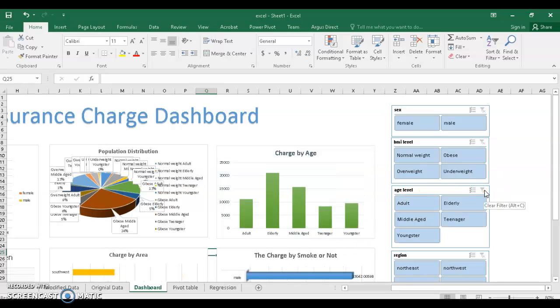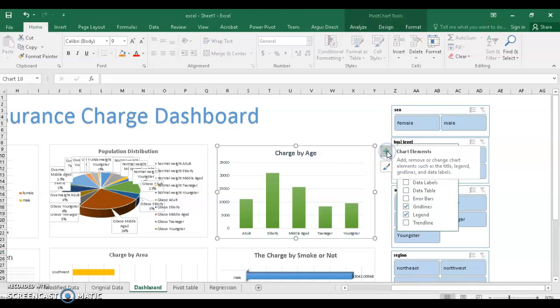And the charge by age, we can see the people, if they're older, they tend to have a higher charge. And if we need specific numbers, we can add data labels to them, so we can see the data on the top of each bar.